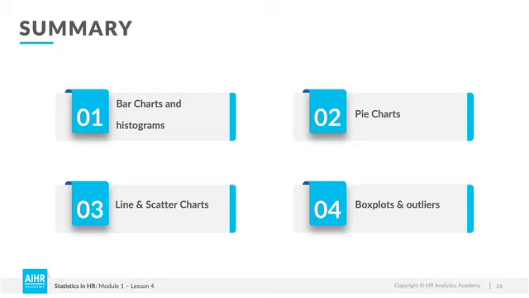That's it for this lesson. To sum up, we talked about bar charts and histograms, pie charts, line and scatter charts, and finally, we talked about box plots and outliers.